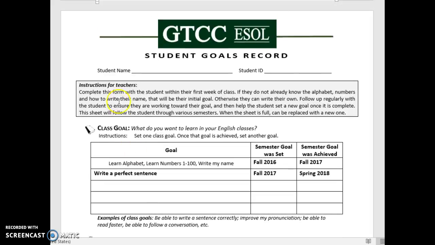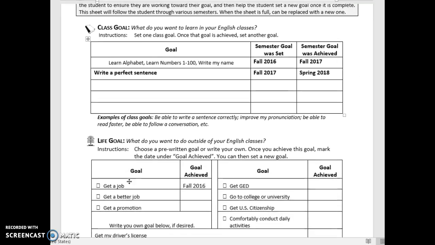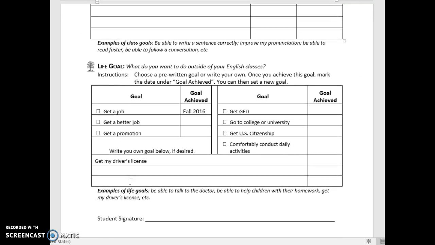Okay, to recap, we've got the 4 sections. First of all, the student's name and the student ID number. You will need to provide the ID number for the student. Second is the class goal, what the student wants to accomplish while they are in your English class. Third is the life goals. These are the things that they want to accomplish outside of their English class. And finally is their signature at the bottom of the page.